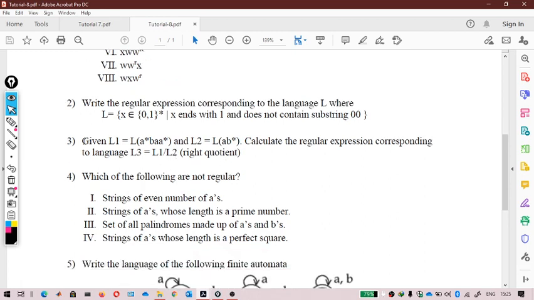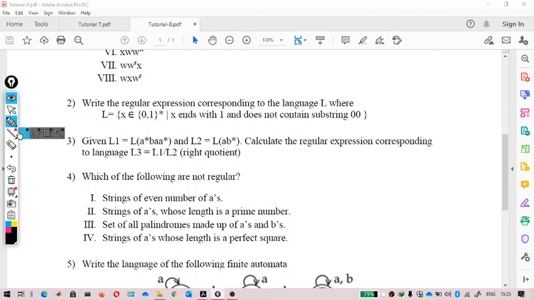Now see the third question. In the third question, let me see. It is just a right question. So you just take the language, whatever it is producing, as L. Then you just take one, two, three sets here.